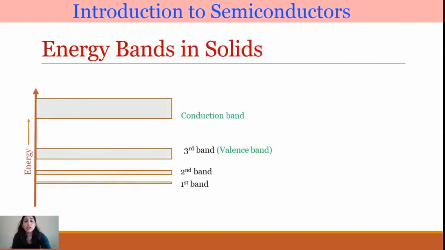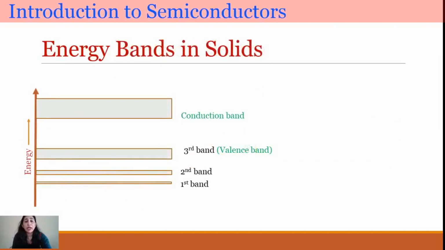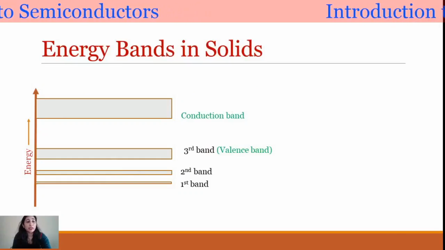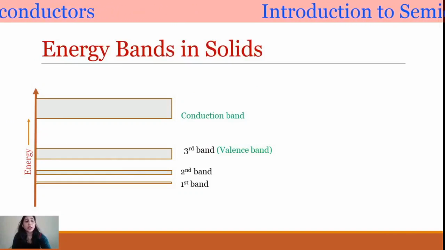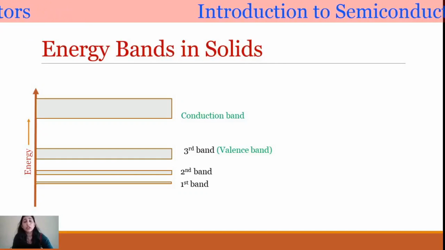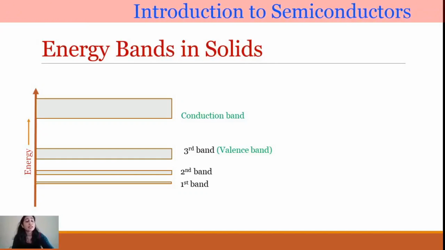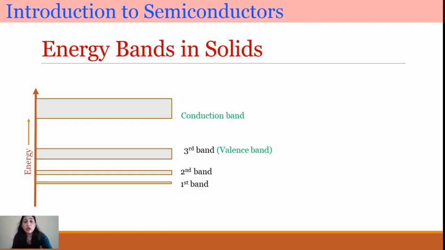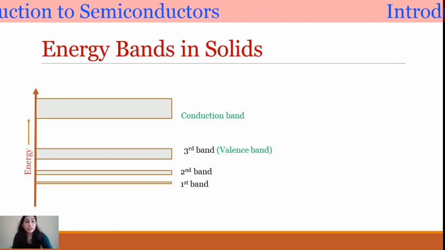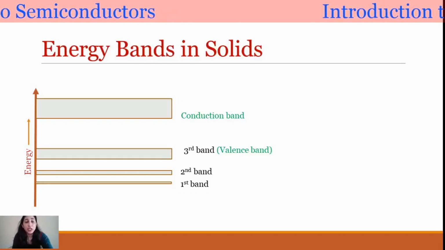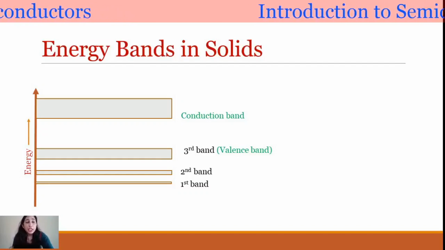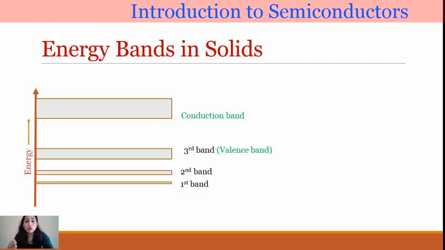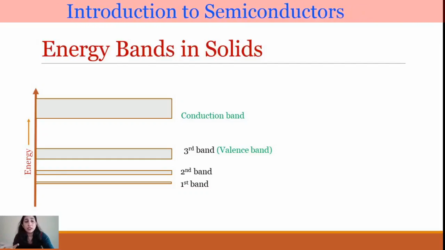So, taking the example of silicon, I have written the third band as valence band, and now the fourth band is the conduction band. This is very important to understand here. Conduction band contains all those electrons which are responsible for conduction. It means the conduction band contains all the free electrons which will contribute to the flow of current. So for conduction, we need to make the electrons of the valence band jump to the conduction band, so then the material becomes a conductor.